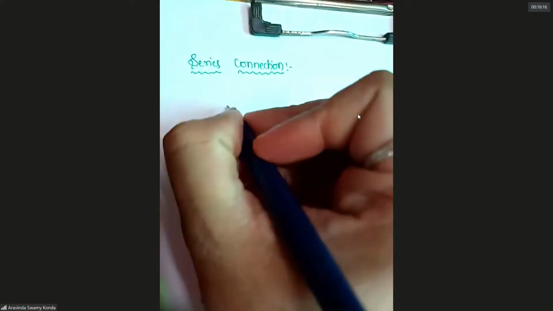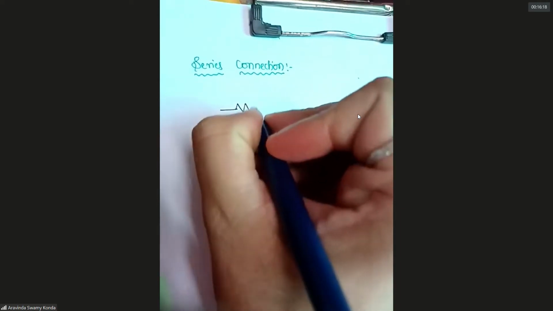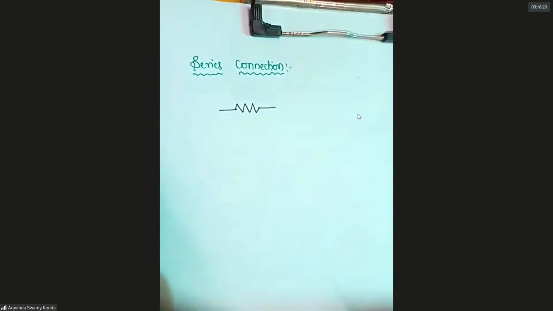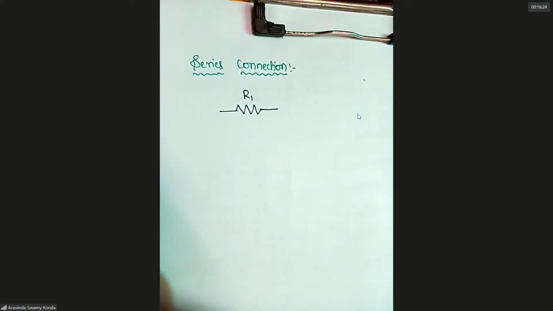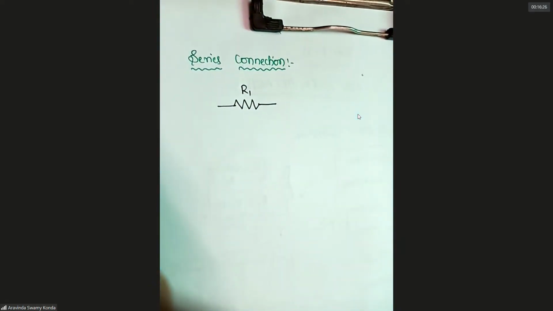Series connection. In order to understand the series connection, I am taking two resistors. This is one resistor, which is indicated with R1, and another resistor, that is R2.